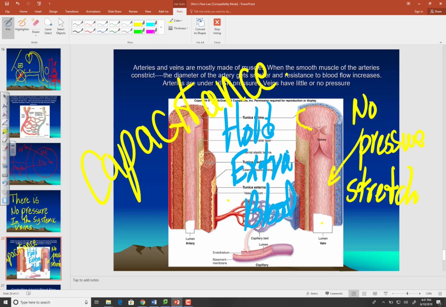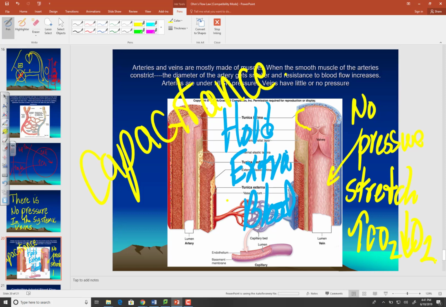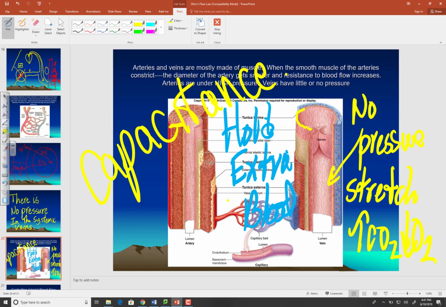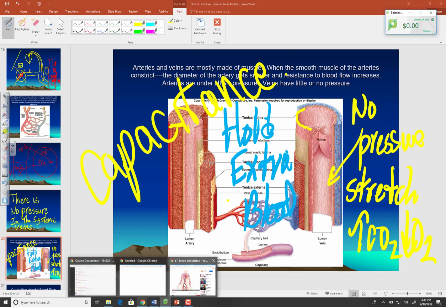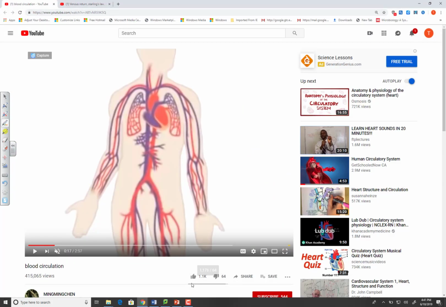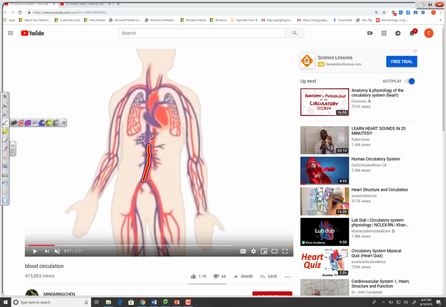What kind of blood is held in systemic veins? Blood that is high in carbon dioxide and low in oxygen. And where are all the veins of the body going to go? All the veins of the body dump their venous blood into the right side of the heart. And where does the right side of the heart pump that blood to? It pumps it to the lungs. What do you do in the lungs? You get rid of carbon dioxide and take on oxygen.